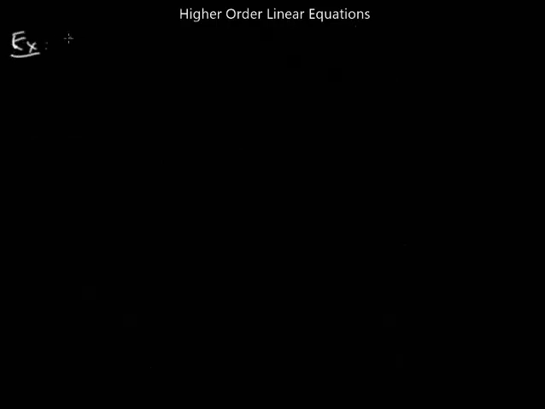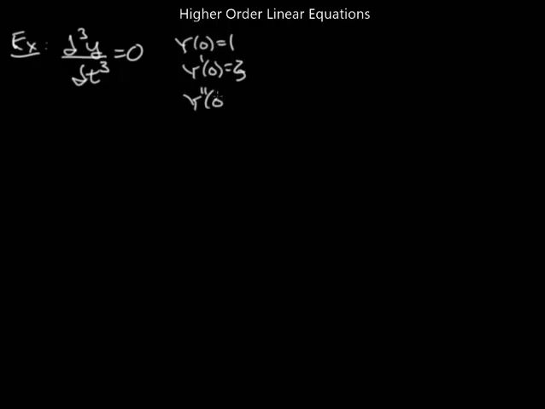Okay, so let's do a simple example of that. Let's take the equation, the third derivative of y is equal to 0. And let's make up some initial conditions. Let's say that y of 0 is 1, and y prime of 0 is 2, and y double prime of 0 is, let's say, minus 4. It's a third order equation.